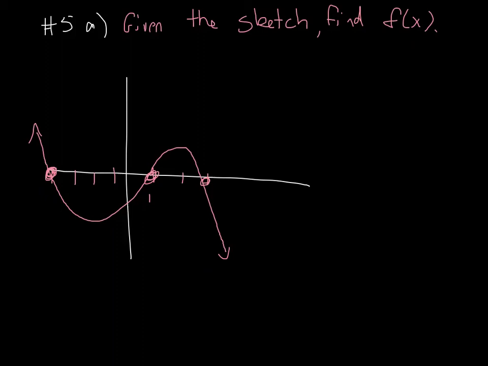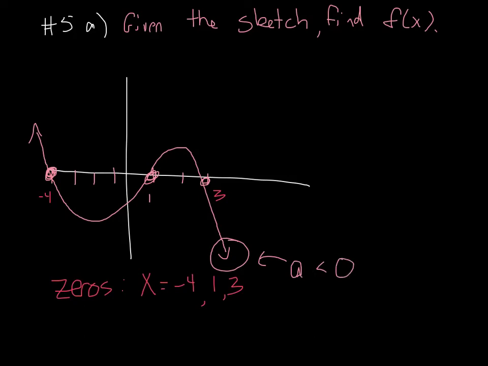So here we go. The zeros are negative 4, 1, and 3. So make that note. All right, negative 4, 1, and 3. Those are my zeros. Also, note that this bad boy finishes down, like downtown. A must be less than 0, that means, because A is negative.